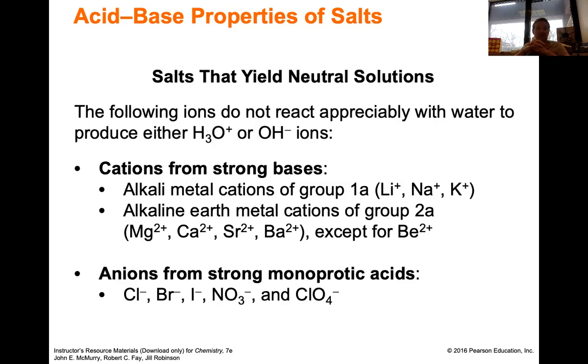And anions from strong monoprotic acids will make neutral solutions. So if HCl is a strong acid, then when you put it in water, it completely dissociates to make H3O+ and Cl-, which means the Cl- would not react backwards.